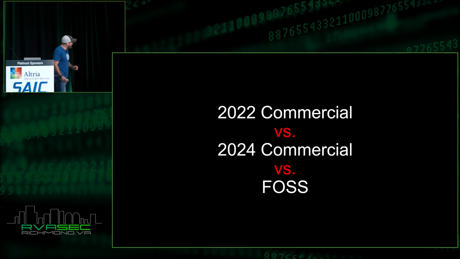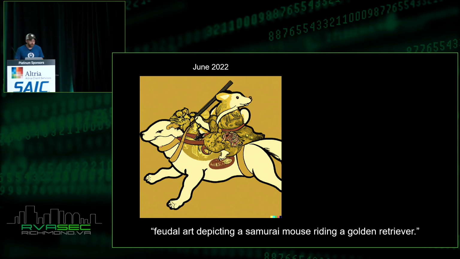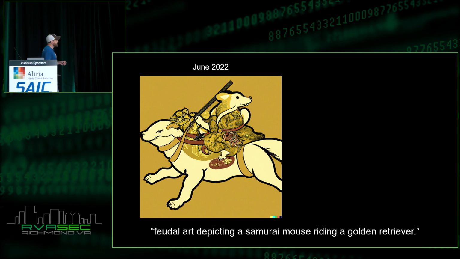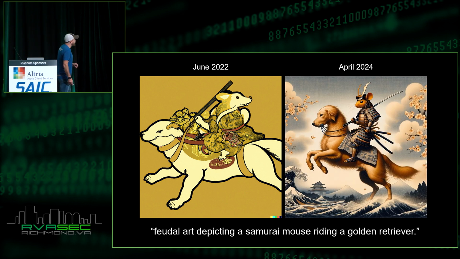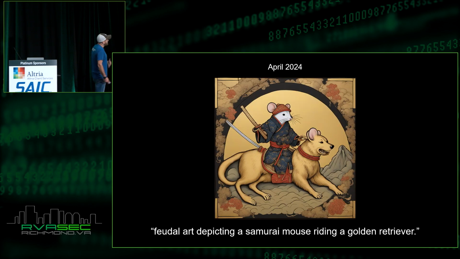So let's do a quick comparison, right? I'm going to compare just images of DALL-E 2 back in 2022 with DALL-E 3 in 2024, and then what I can do locally without really any tweaking or editing, just straight out of the box. So this is June 2022, feudal art depicting a samurai mouse riding a golden retriever, and here it is in 2024. It's a pretty big jump. And then this is local. You do have a sword coming out of the mouse there. That's probably bad, but anyways.